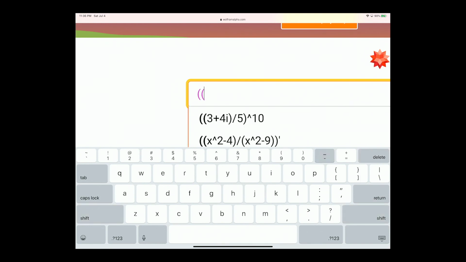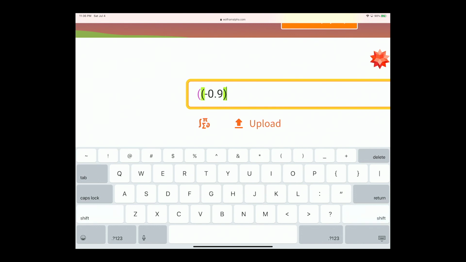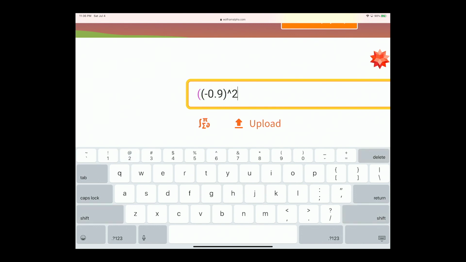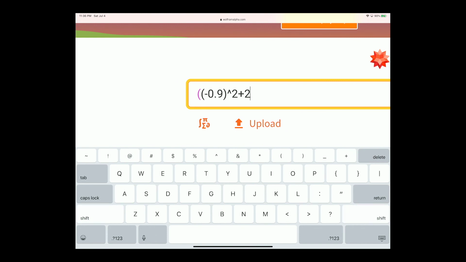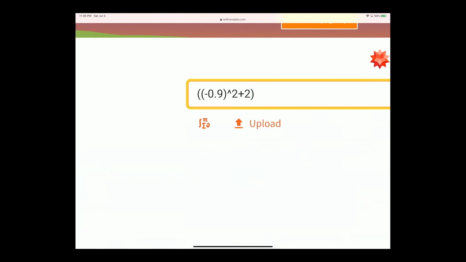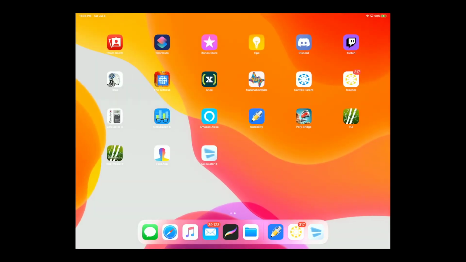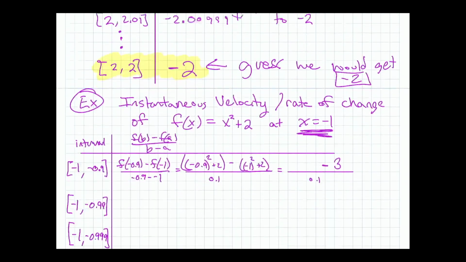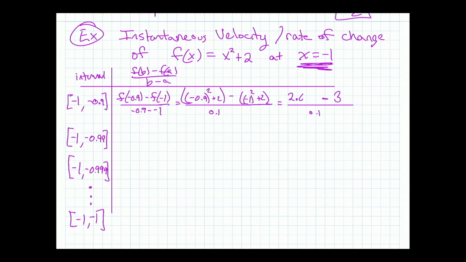It's like this, -0.9 squared plus 2. What do we get? 2.81. So you work this out. We're going to get 2.81 minus 3, which is going to be negative 0.19 over 0.1, which is -1.9. So that's what we get.